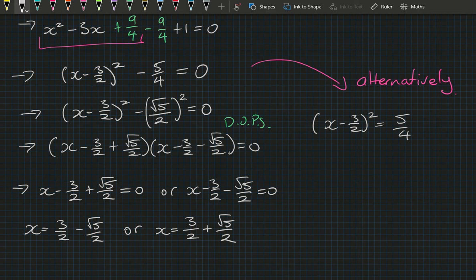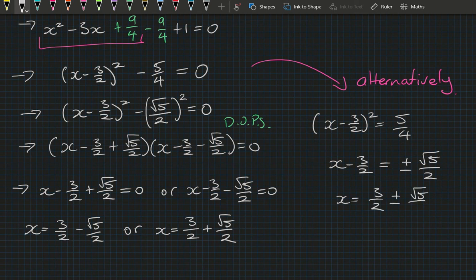And we already know what the square root of 5 on 4 is, so when I take the square root of both sides, we get x minus 3 on 2 is equal to plus and minus the square root of 5 on 2. And when we add 3 on 2 to both sides, we end up with x equals 3 on 2 plus or minus the square root of 5 on 2.